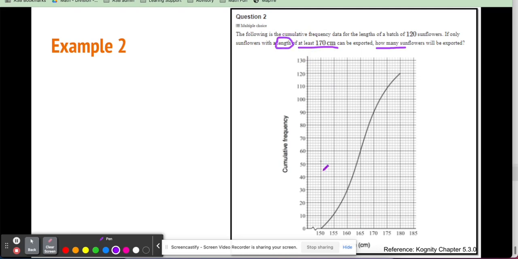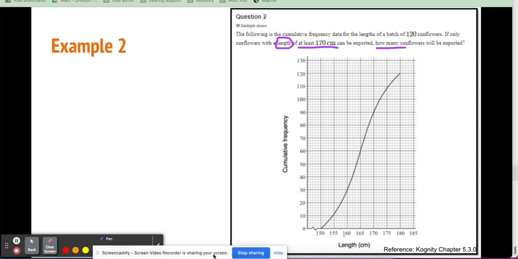Here we're talking about the length. So the length, that is our x value here. So length is here. I can see 170 is here. So we want to figure out how many sunflowers are 170 in length or more, right? So we're going to look for this part. So what I'm going to do is start at 170 and see where that is on my cumulative frequency chart.